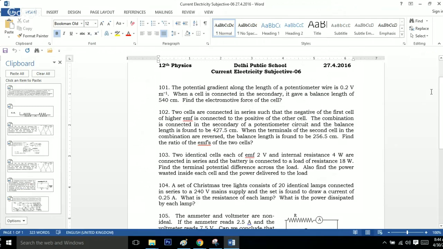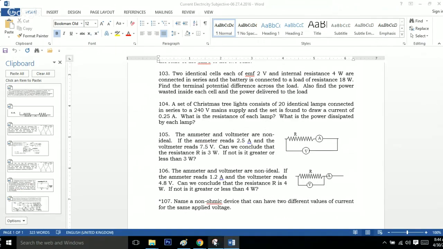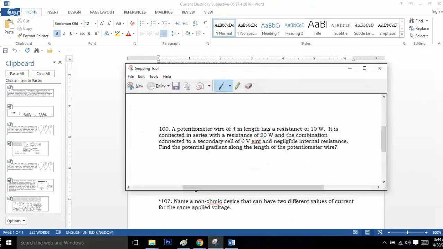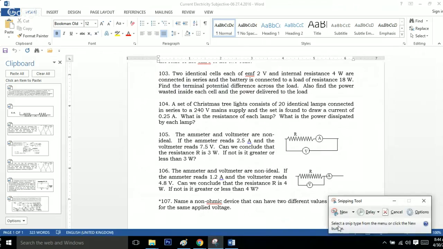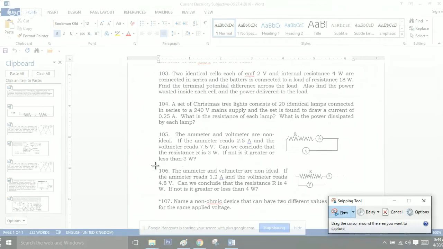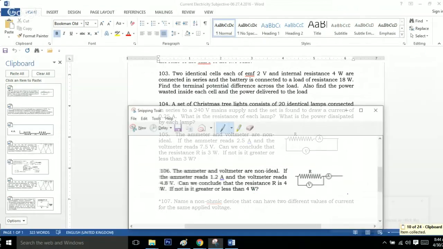105. Let us see that one. 105. I'll copy this. Snipping tool. One not six. Okay.